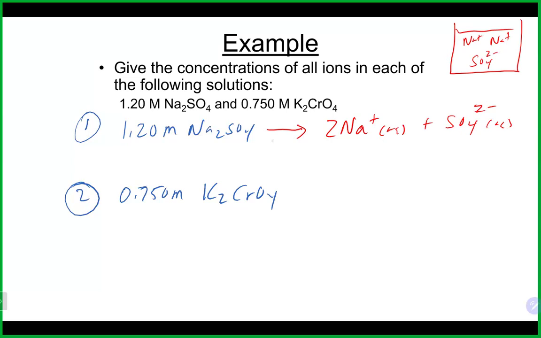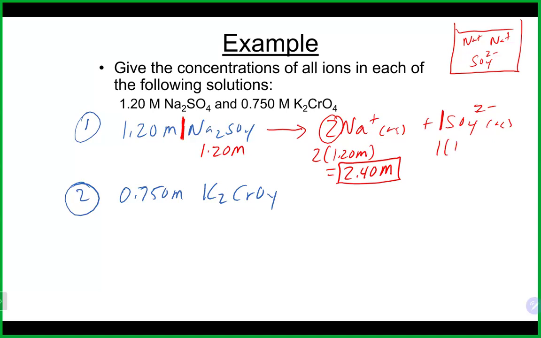So as we talked about, we could just do a stoichiometry relationship here. It is a 1-to-2 relationship. So again, here we would multiply the concentration of the whole thing by 2. And for just the sodium ions, it would have a concentration of 2.4 molar. And in the case of the sulfate, it's a 1-to-1 relationship, which means if we wanted to know the concentration of just the sulfate there, it would be 1 times the molarity, which would be 1.2 molar.